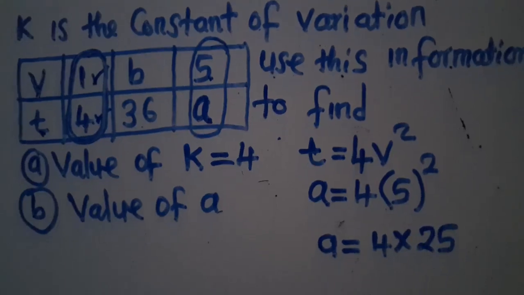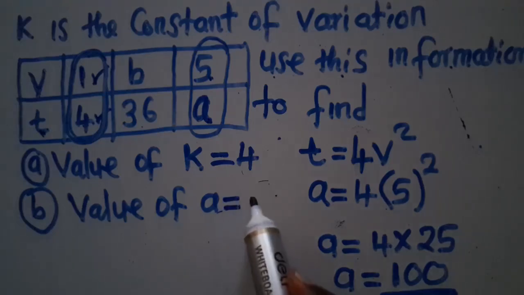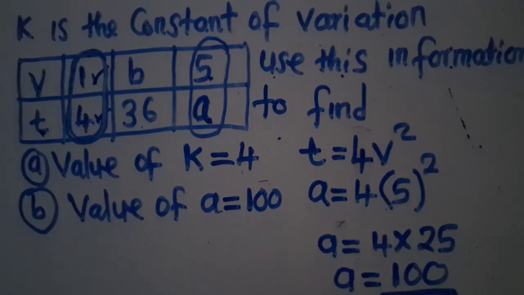When you calculate there, you are going to have your answer as a is equal to what? 100. You get 100. This is your answer. As simple as this. So a is equal to 100. We've answered even that question. A is equal to 100. Then we'll go to our last question.